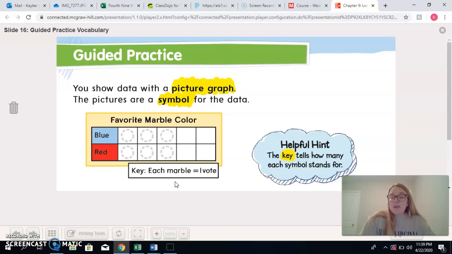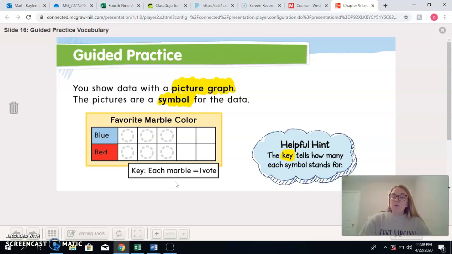Okay, now we're going to go ahead and turn the page, and we are going to be on the back of your guided practice. And that is page 536. So remember, the words in yellow are normally vocabulary words, and they're normally words that are important to know, right? So this guided practice, I'll read it to you first. It says, you show data with a picture graph. The pictures are a symbol for the data.